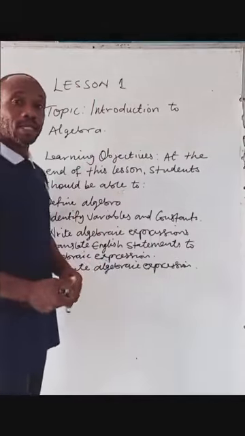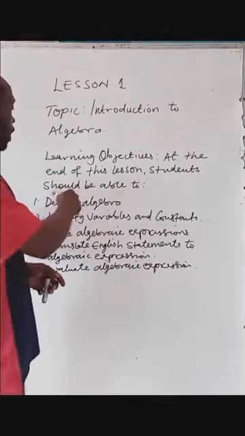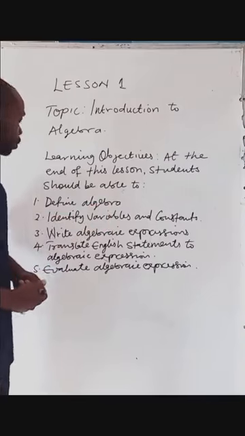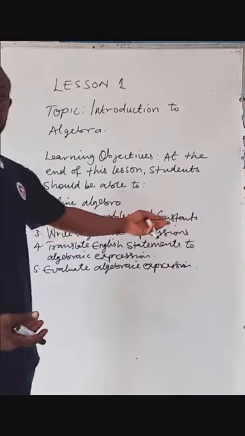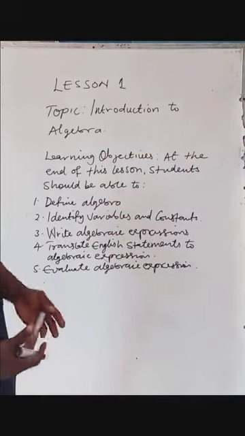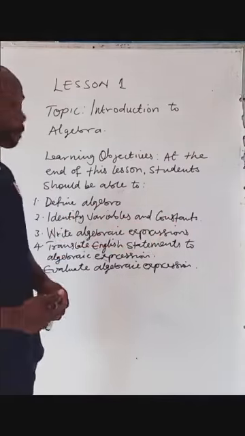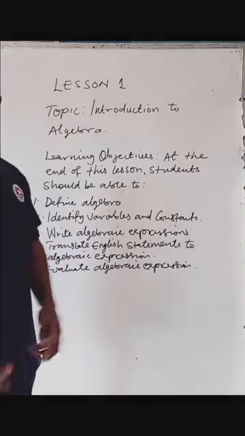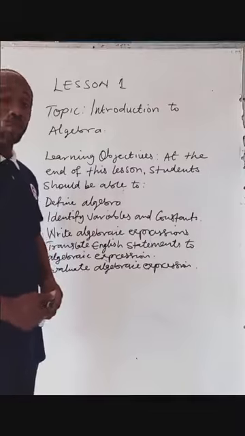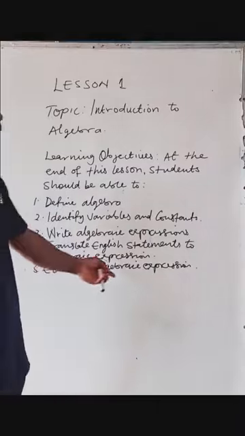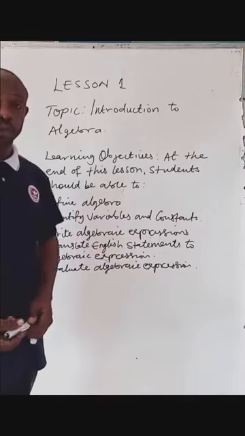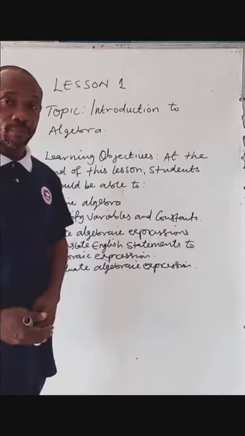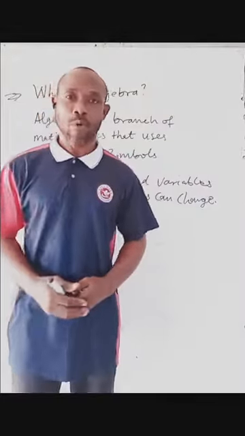By the end of the lesson, students should be able to define algebra. Students should be able to identify variables and constants. Students should be able to write algebraic expressions. Students should be able to translate English statements to algebraic expressions. And lastly, students should be able to evaluate algebraic expressions by the end of the lesson. Let's dive into the lesson proper.